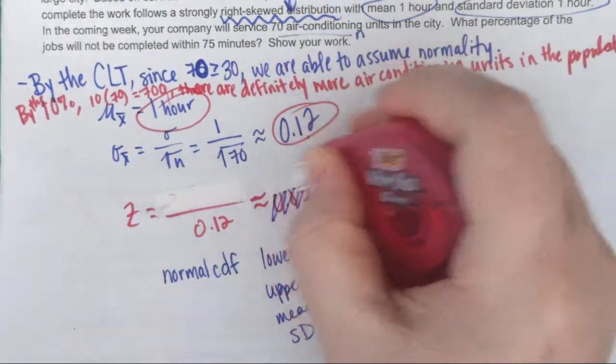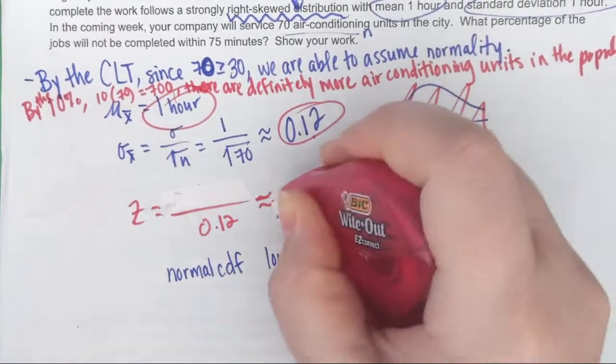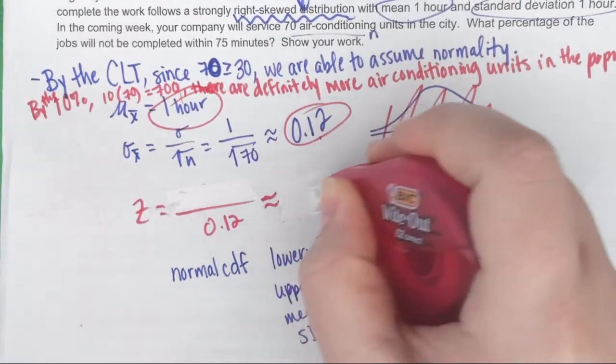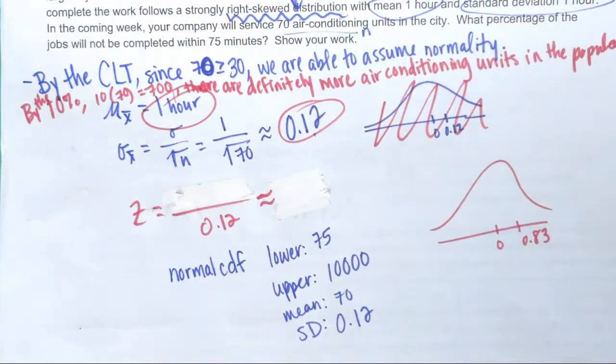However, what's supposed to go in the numerator when I'm doing a z-score? The value minus the mean. Okay, and what was the mean? Was the mean 70? 1 hour. It was the 1 hour, so it's either going to be 60 minutes or 1 for 1 hour.